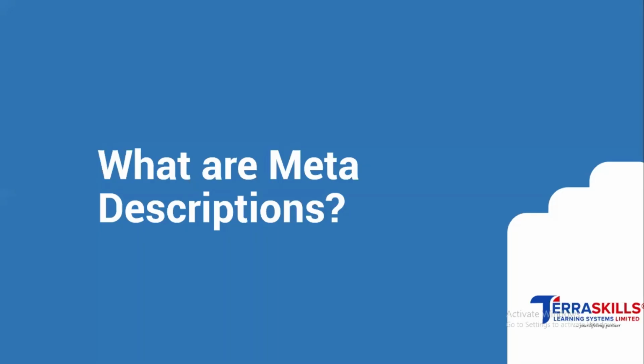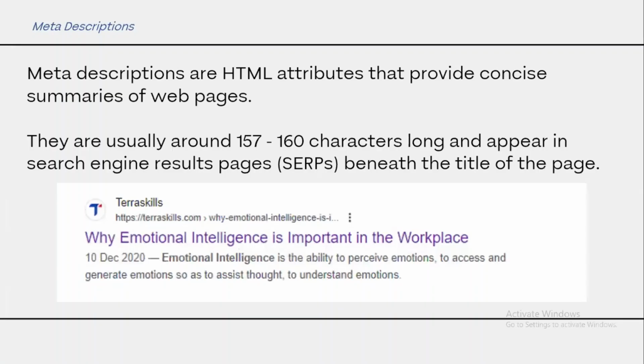So what are meta descriptions? Meta descriptions are HTML attributes that provide a concise summary of our web page. They are usually around 157 to 160 characters, maximally 160 characters. They appear in search engine results pages beneath the title of the page.